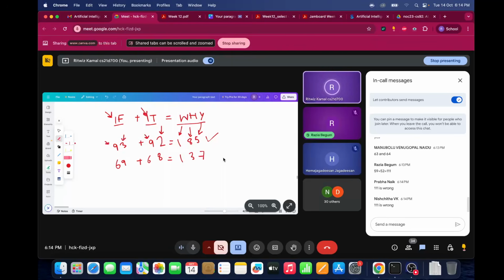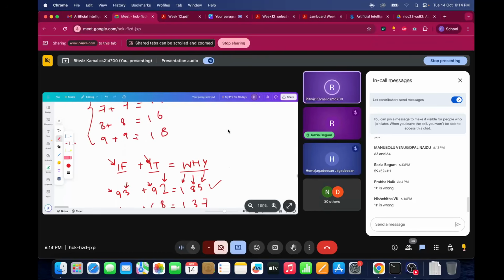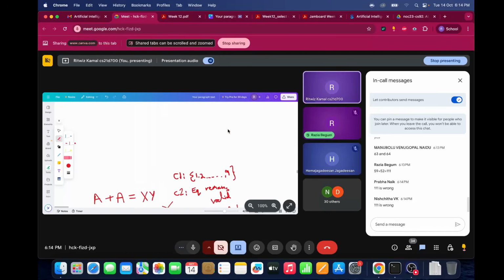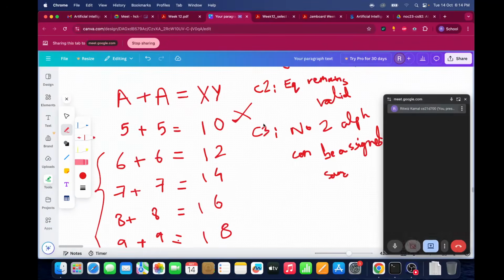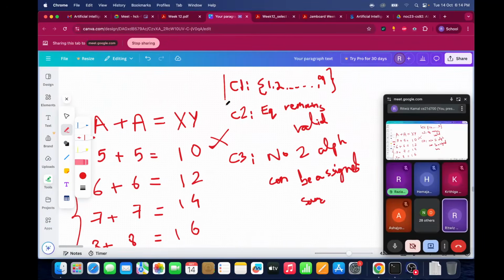Yeah, just make sure, let me revisit the constraints for you. So 3 constraints that we have to be careful about are these. Okay, we have to assign numbers to alphabets between 1 to 9. Which means we can't assign 0. We can't assign any number greater than 9. So it has to be amongst 1 2 3 4 5 6 7 8 9. Okay, this is one constraint.